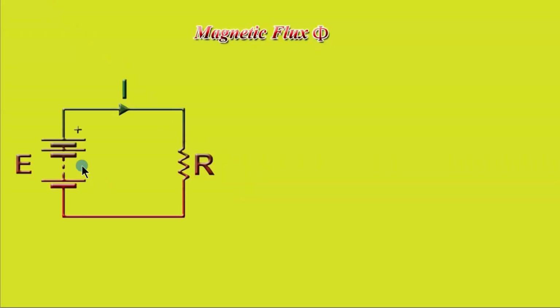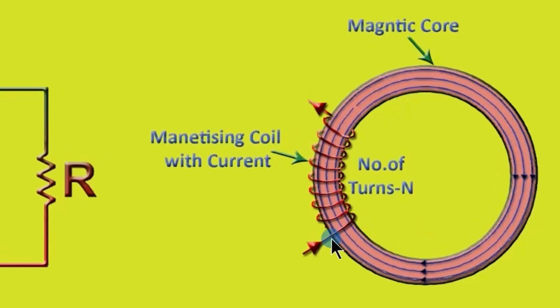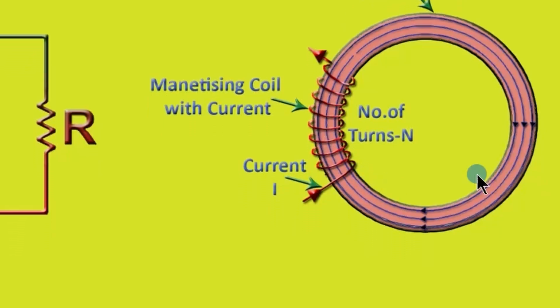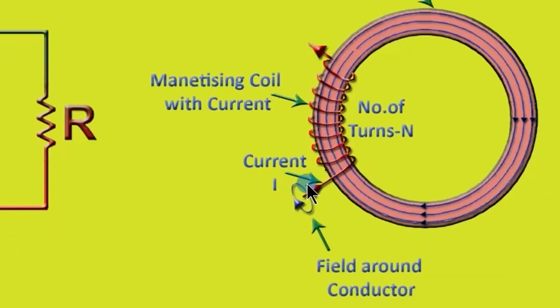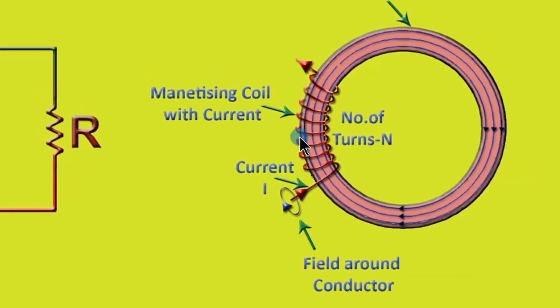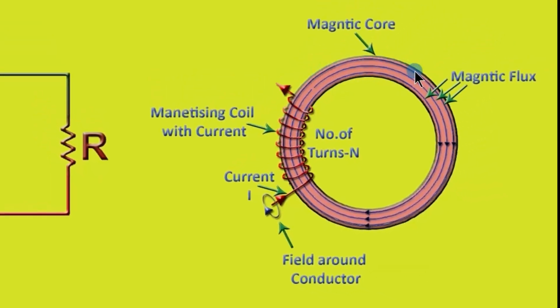Magnetic flux. We know that when an EMF is applied across a load, a current flows through the circuit. See, here is a magnetic core wound with a magnetizing coil. When we pass current through this coil, a magnetic field forms around the conductor, and when the magnetic field formed around each conductor gets together, magnetic flux lines pass through the core. Magnetic flux is denoted by phi and its unit is Weber.